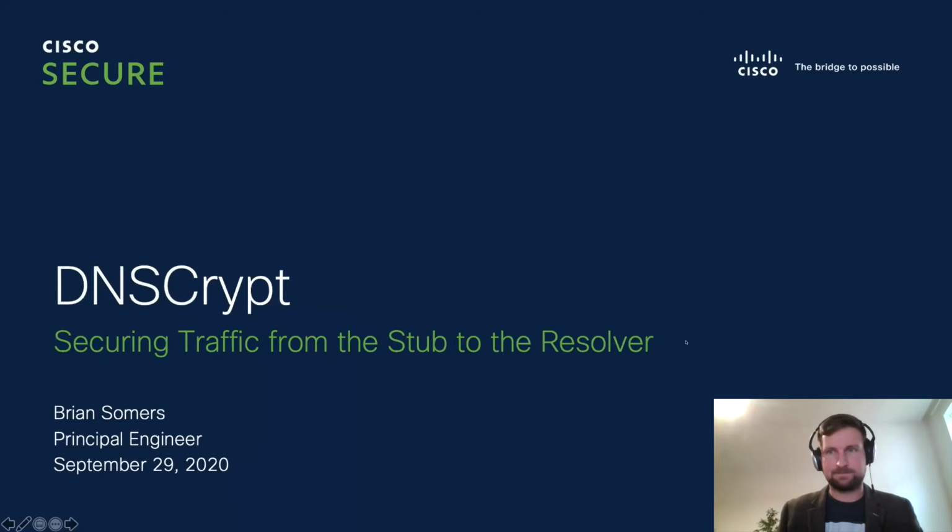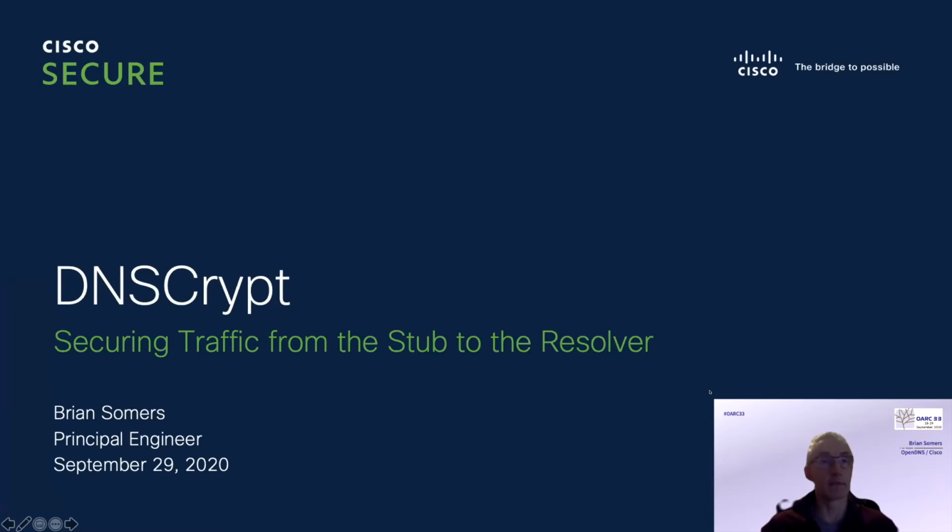Okay, my name is Brian Summers. I work at OpenDNS, or Umbrella, which is a part of Cisco. And I'm going to talk today about DNSCrypt and securing the DNS traffic from the stub to the resolver.